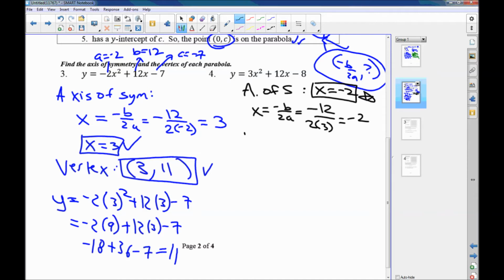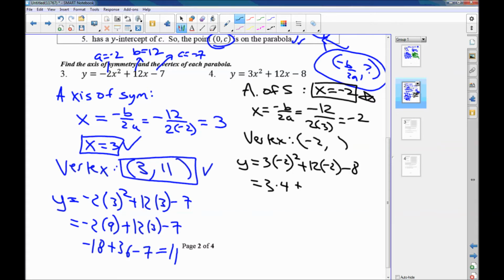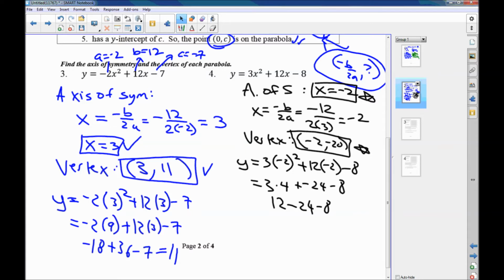Okay. Then we need to know the vertex. Vertex is nice because we already have half of it. We just need to get the other half. The x-coordinate of the vertex is the same as the value of the axis of symmetry, so negative 2. And then we plug this back into our formula to find the y-coordinate that goes with it. So 3 times negative 2 squared plus 12 times negative 2 minus 8. This is 3 times 4 plus negative 24 minus 8. Okay, so that's 12 minus 24 minus 8. So that's negative 12 minus 8 is negative 20. Okay, so here's our second answer, our vertex. All right, we'll flip it over and see what's on the other side.